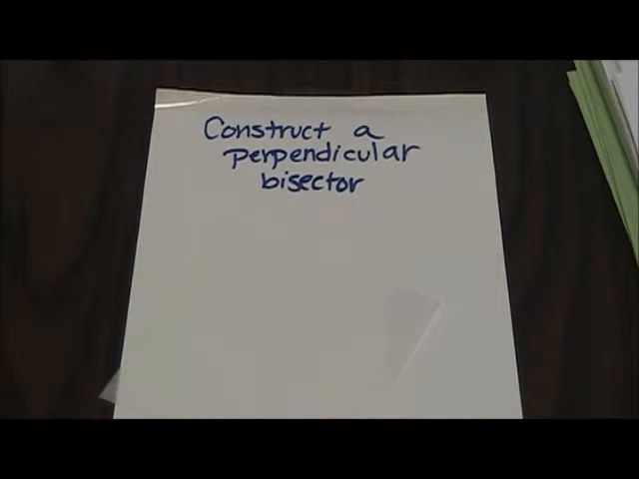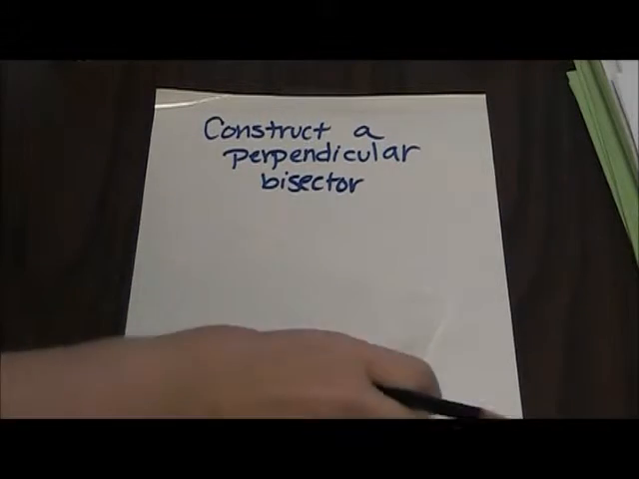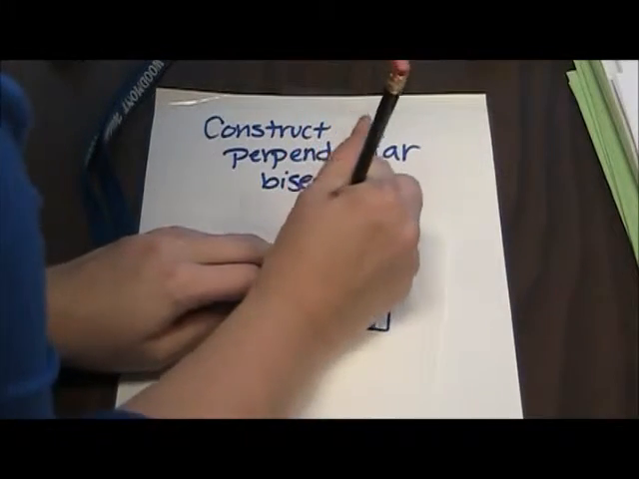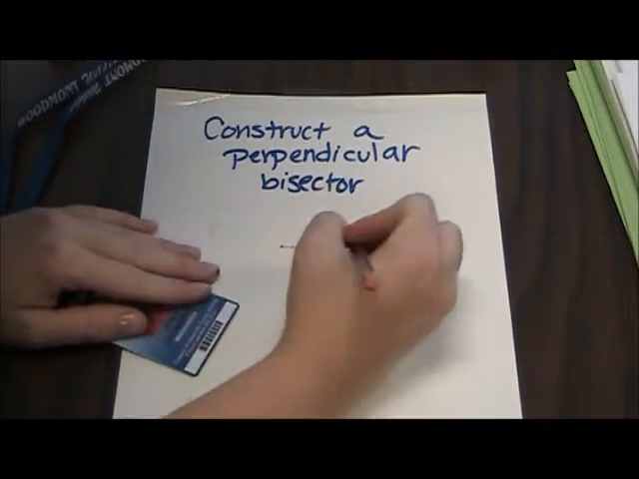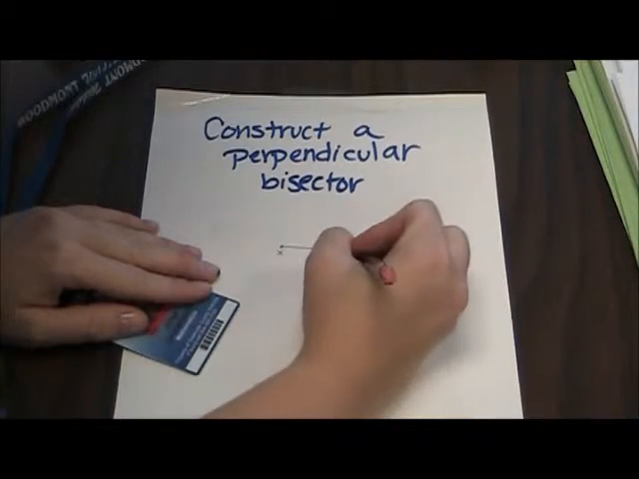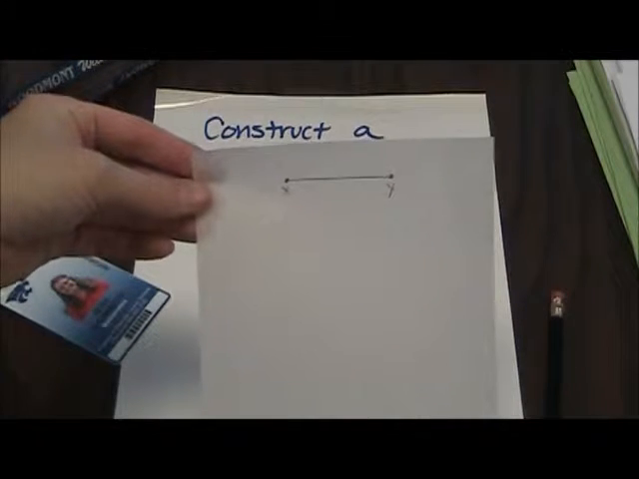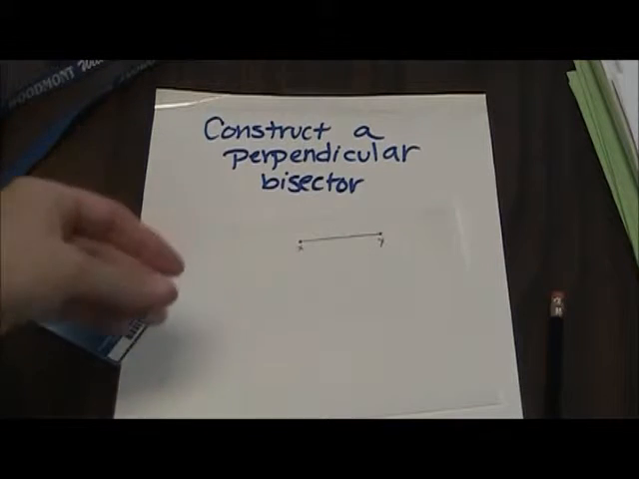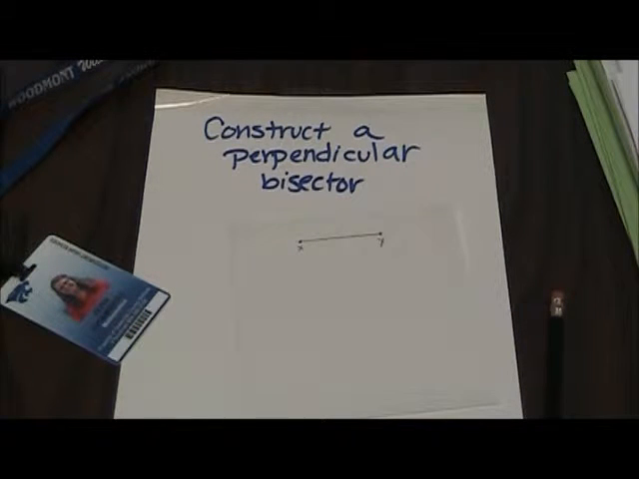So with the patty paper, in order to construct a perpendicular bisector of a segment, I need a segment. So I'm going to draw a segment on this patty paper using a straight edge, aka my ID. Okay, let's label it X, Y. So if I wanted to construct a perpendicular bisector to XY, remember a perpendicular bisector is a line that travels through the midpoint of the segment and meets it at a right angle. So I need to find the middle of XY first of all.